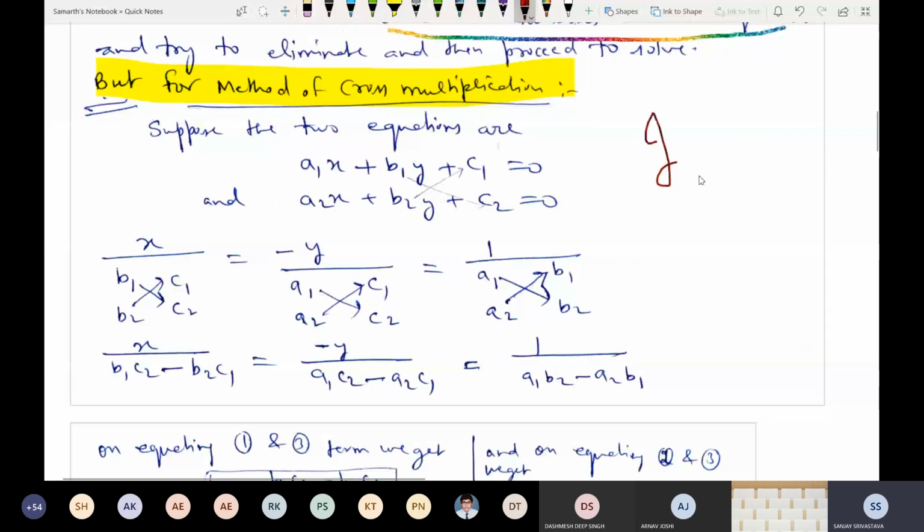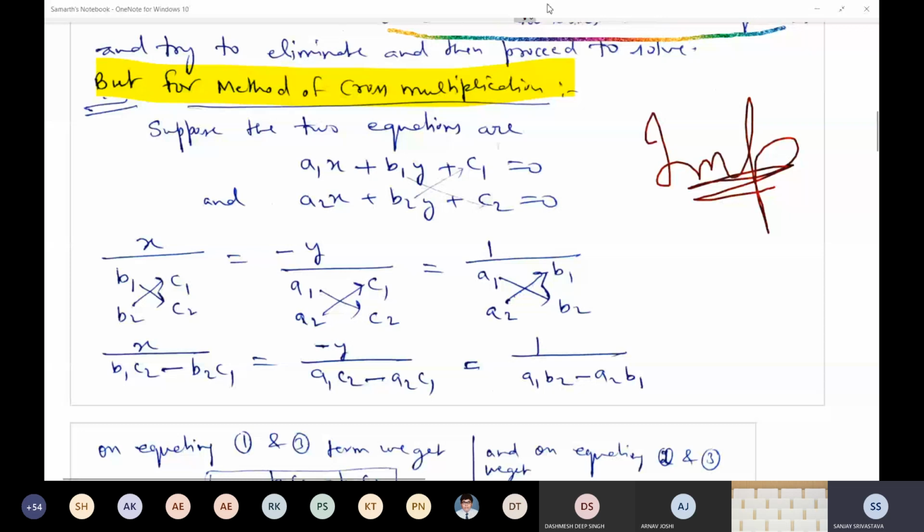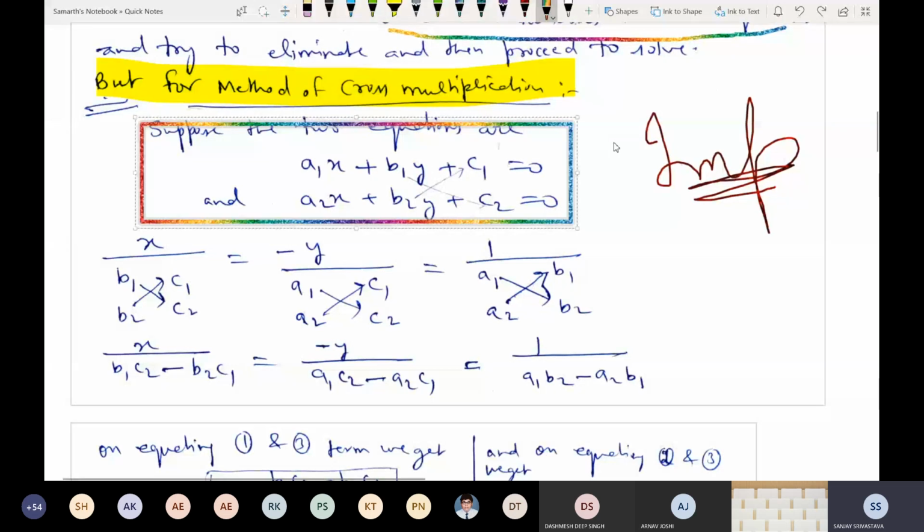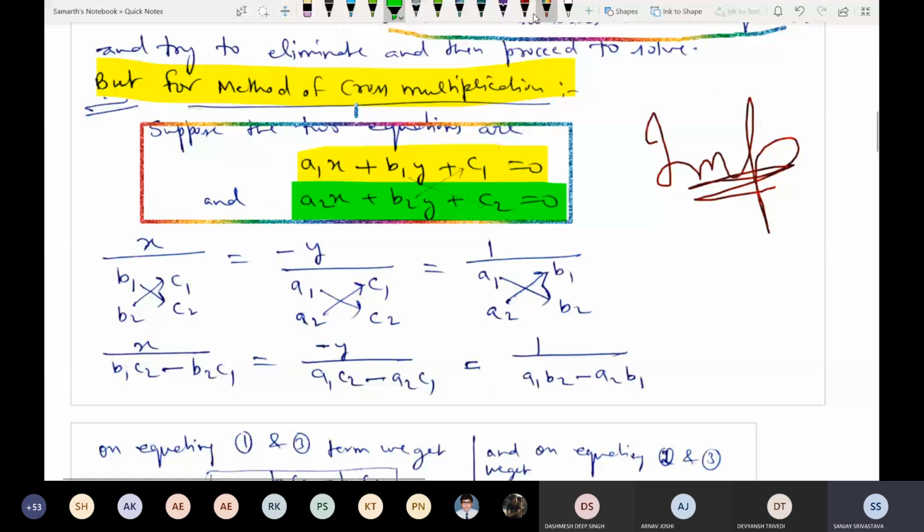So try to understand. If there are 2 equations like a1x plus b1y plus c1 equal to 0 and a2x plus b2y plus c2 equal to 0, you have to solve for the values of x and y. As I have shown you, in the method of cross multiplication, you will write the terms in this manner: x upon b1c2 minus b2c1. When I am taking x, I will take the coefficient of y and the constant term. The middle term is written with minus y.